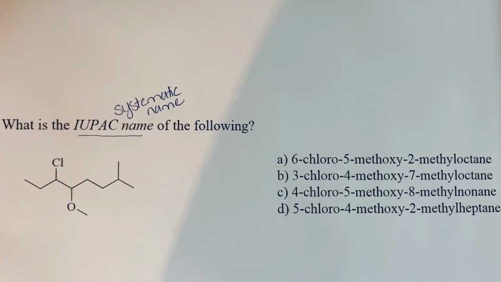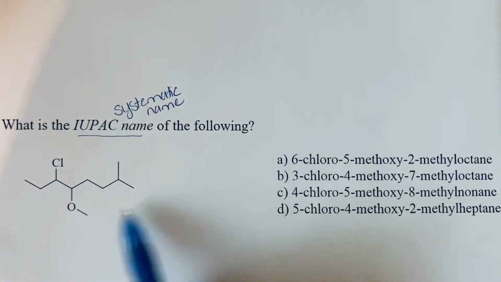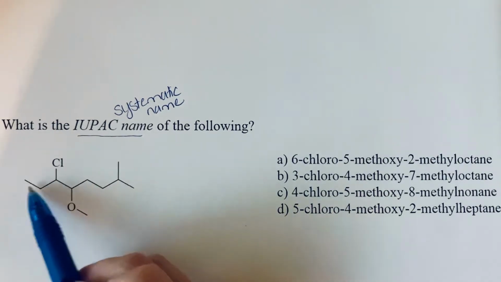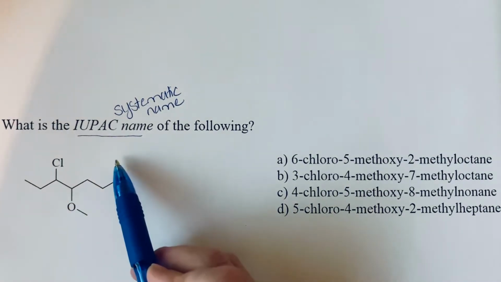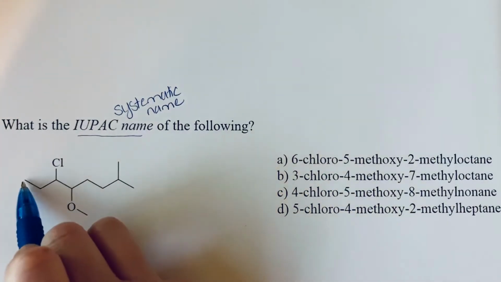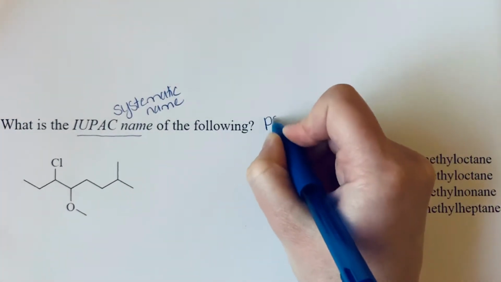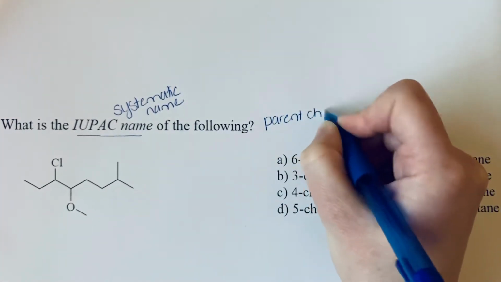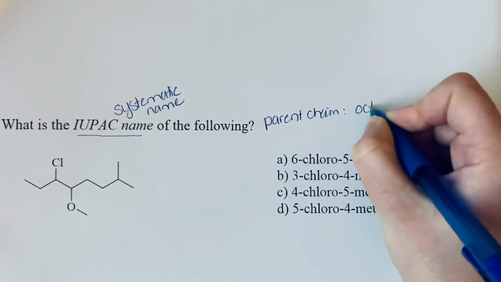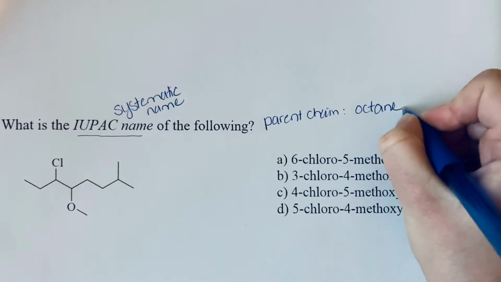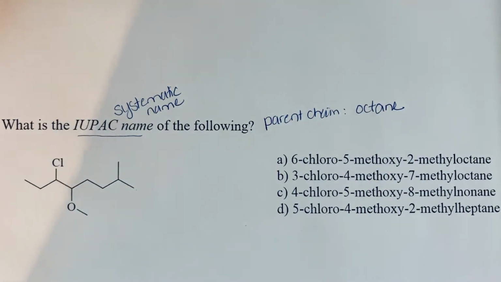So the first thing that we want to do is locate the parent chain. The parent chain is the longest continuous carbon chain in an alkane, which is what we have here, all carbon-carbon single bonds. So we just want to count what this longest chain is. We can see it clearly across the page here, or even if we went up to here, it would be the same. So let's count 1, 2, 3, 4, 5, 6, 7, 8. So that means our parent chain is oct for 8 and ane for the fact that it is an alkane, all carbon-carbon single bonds.